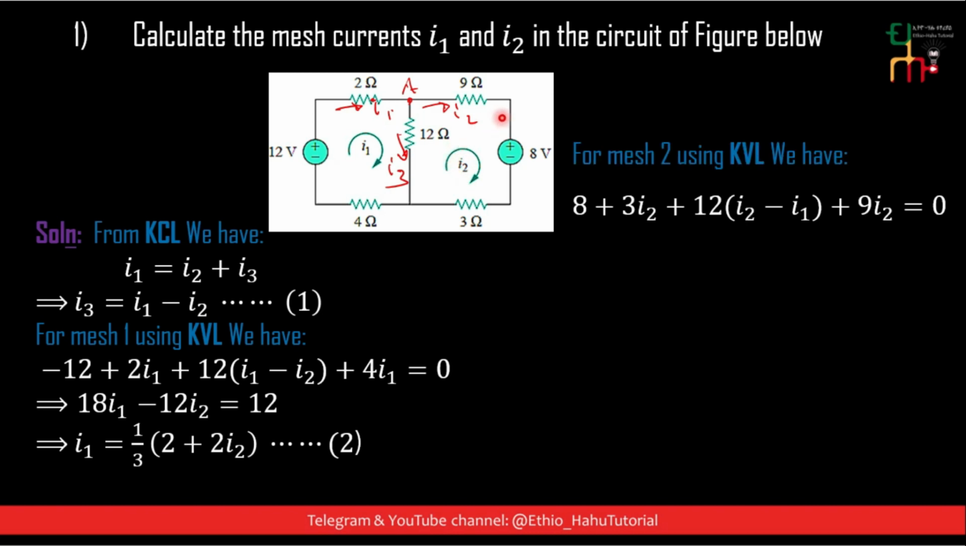ብናደርግ ምን እናገኛለን? ፕላስ 8 ቮልት፣ በዚህ 3 ohm ሬዚስተር ላይ የሚያልፈው ከረንት I2 ነው ሲደመር 3 times I2። በዚህ 12 ohm ሬዚስተር የሚያልፈው ከረንት I2 minus I1 ነው ሲደመር 12 into (I2 minus I1)፣ ፕላስ በዚህኛው የሚያልፈው ከረንት I2 ነው 9 I2 equals 0 እናገኛለን ማለት ነው። ስለዚህ ሪአሬንጅ ስናደርግ 24 I2 minus 12 I1 is equal to minus 8 እናገኛለን። ይሄኛውን both sides by 1/4 ብናባዛው ወይም both sides በ4 ብናካፍለው ምን እናገኛለን?